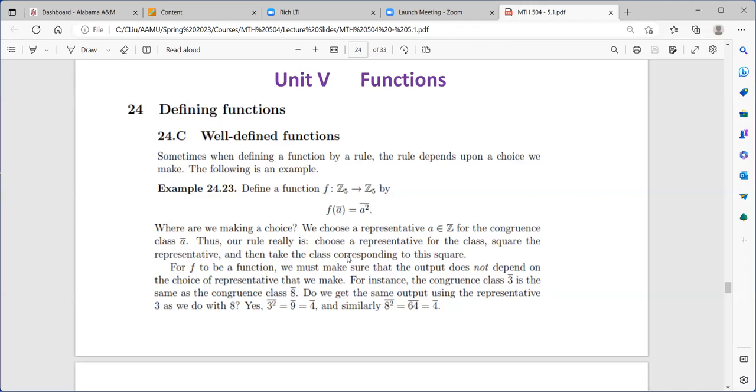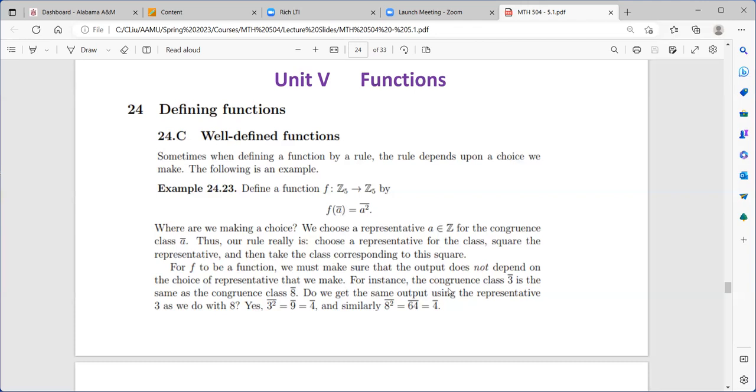So that's the rule really: choose a representative for this class, square the representative, and then take the class corresponding to this square, right? That's the rule. For f to be a function, we must make sure that the output does not depend on the choice of representative that we make. That's what I said.